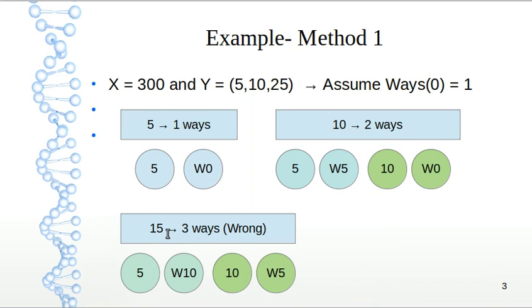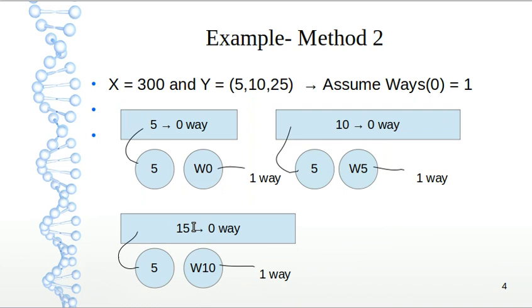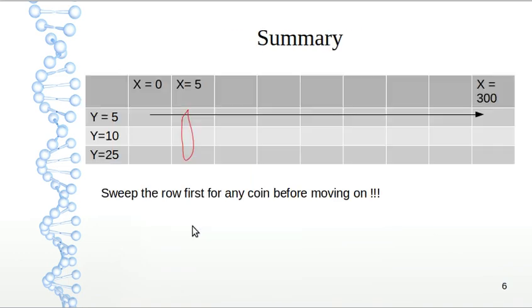15 can only be made as 5, 5, 5 or 5, 10. 10, 5 is really the same as 5, 10, so it's not really an answer, and therefore this is coming out as the wrong answer. Now we can approach the problem correctly by doing something different. I'm going to skip a couple of slides to show you what the problem here is.